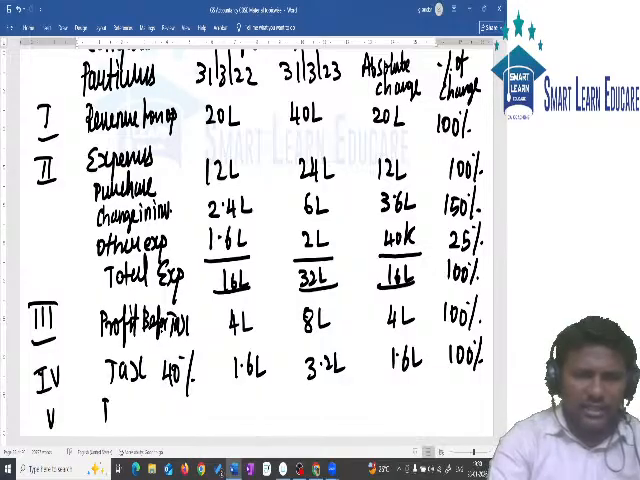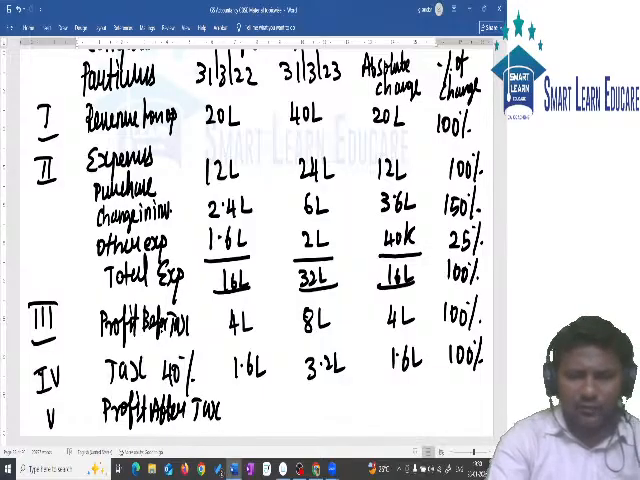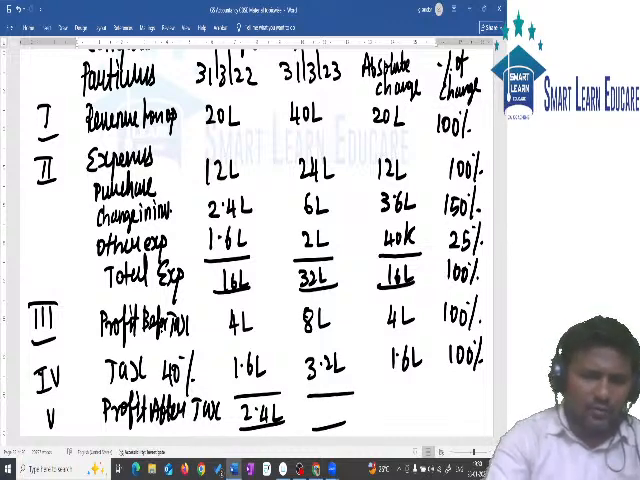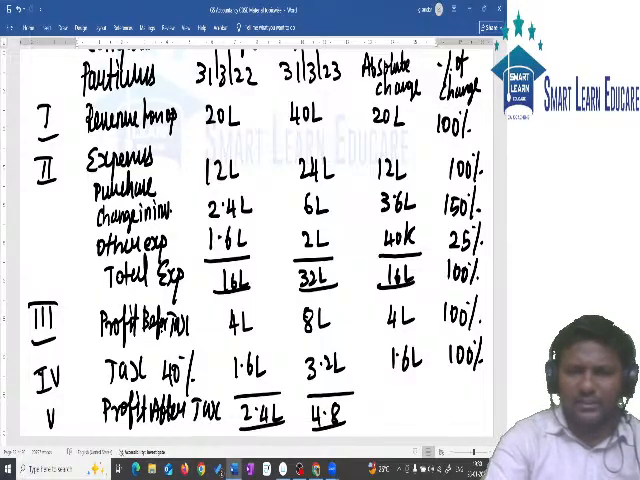Last element, profit after tax. 4 lakh minus 1.6 gives 2.4. 8 lakh minus 3.2 gives 4.8. The increase is 2.4, which is 100 percentage. That's all.